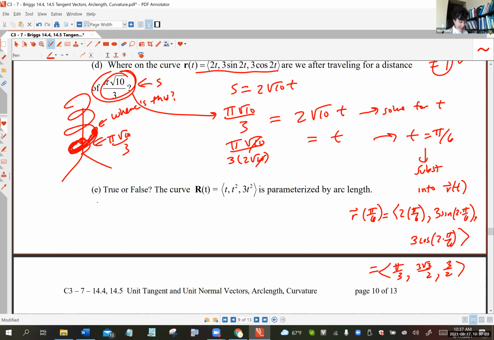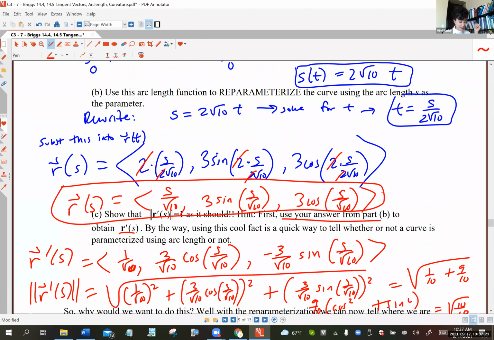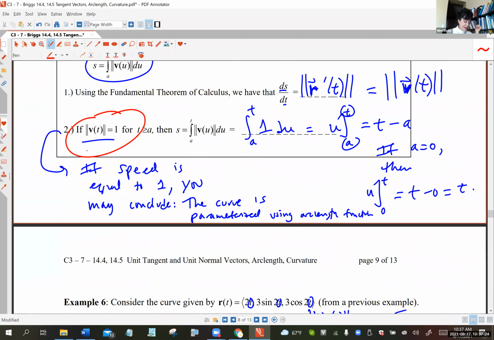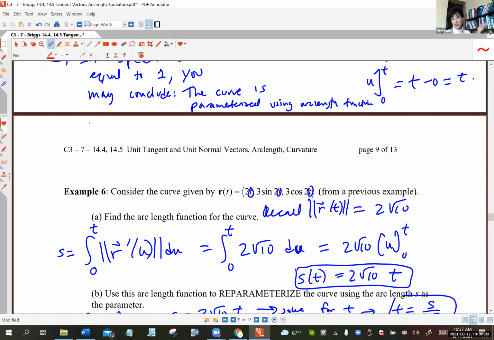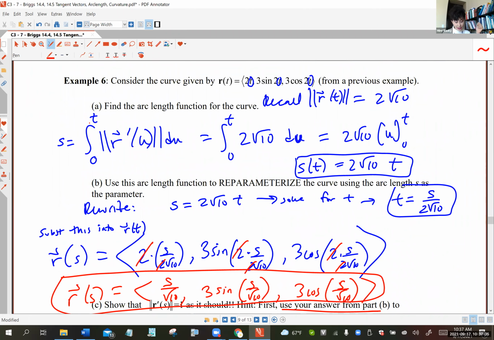And then finally, a nice true or false question. This curve, big R of t, t, t squared, 3t squared, is it parameterized by arc length? Yes or no? Like, how could you tell? You can't guess, okay? But remember our guarantee from the theorem. The guarantee is if the speed equals 1, voila. That means it's parameterized using the arc length parameter. If the speed isn't 1, it ain't the arc length parameter.